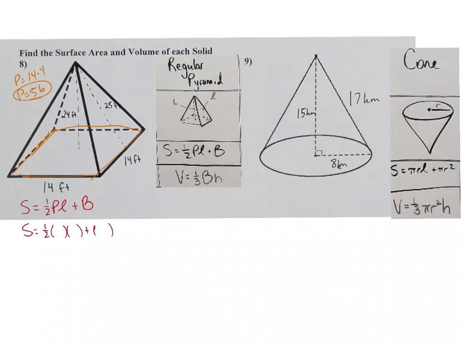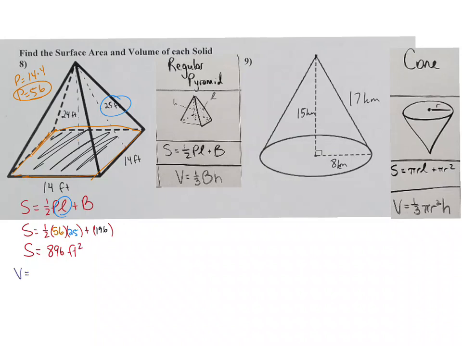So I found out the perimeter is 56. I put that right there. Now L is the slant length. That's 25. Now I have to find the area of my base. That's 14 times 14, which is 196. And I just plug it in exactly like that. So I do 1/2, 56, close it, 25 plus 196. I end up with 896 square feet. So my surface area is equal to 896 square feet.